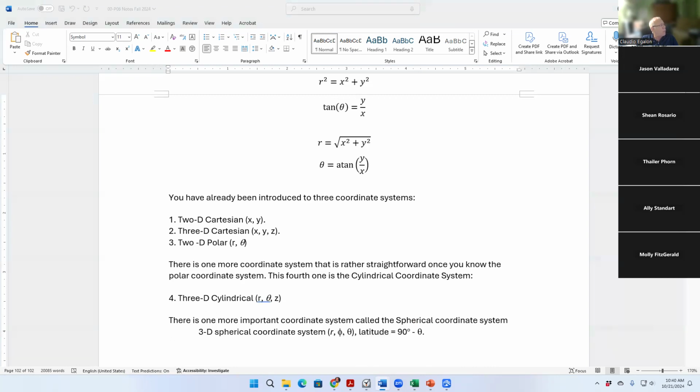So let's go back now to uniform circular motion, okay? What time is that? 10:40, okay.